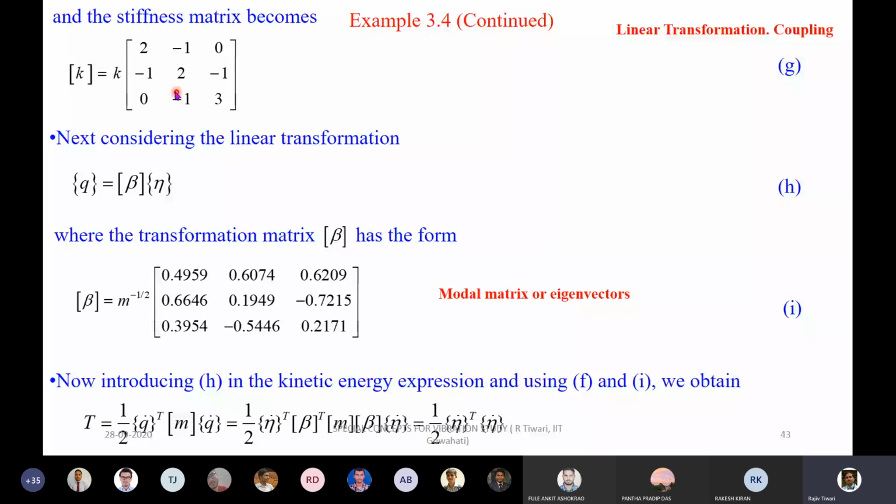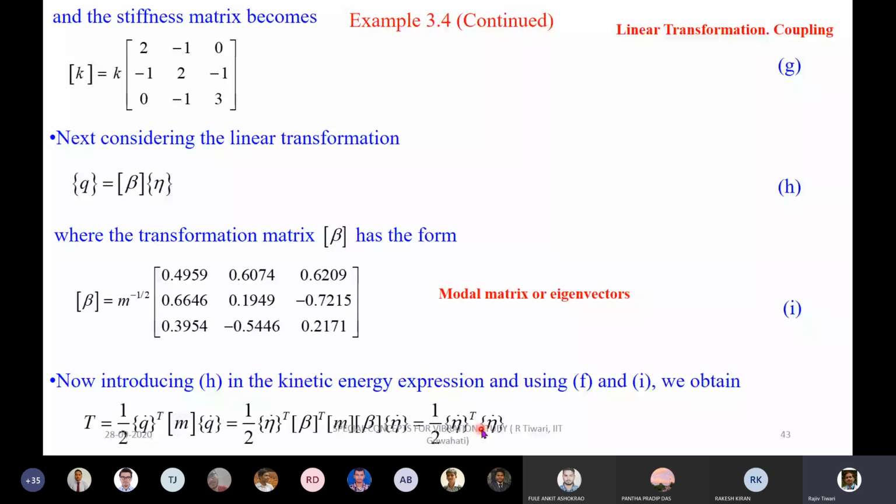So this is the transformation from the q coordinates, that is theta 1, theta 2, theta 3, to eta 1, eta 2, eta 3. Beta is given by these numbers. So even the K matrix will get diagonal. Here you can see that when I substitute q in terms of eta, I get a diagonal mass matrix, and the mass matrix even becomes an identity matrix.